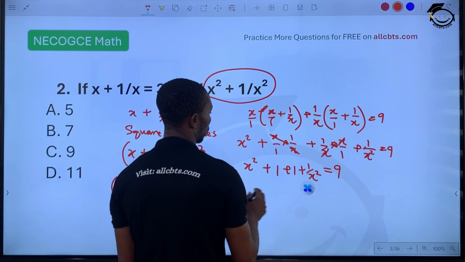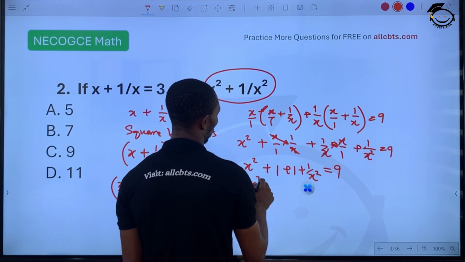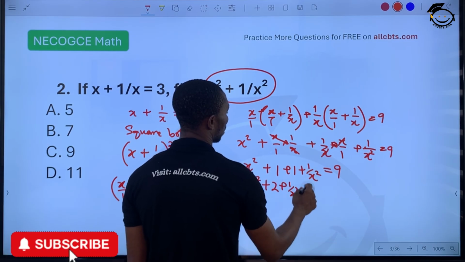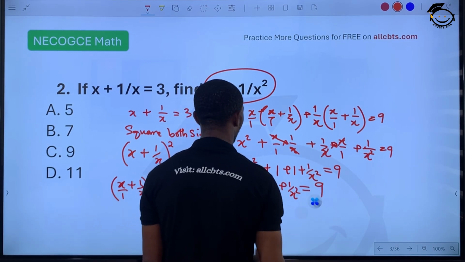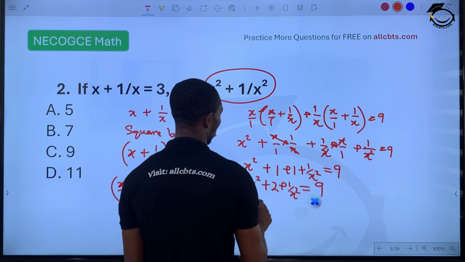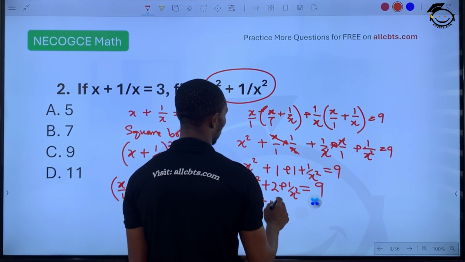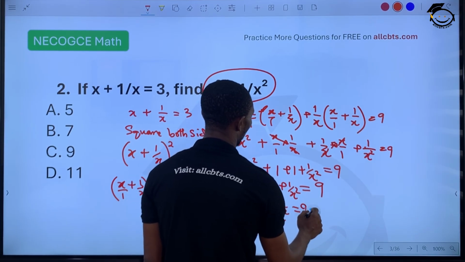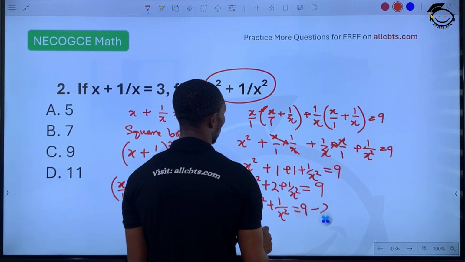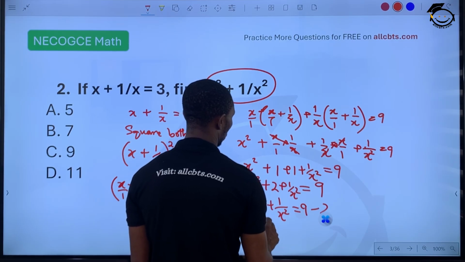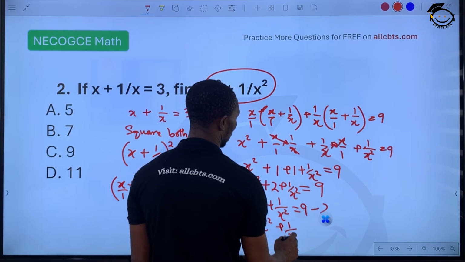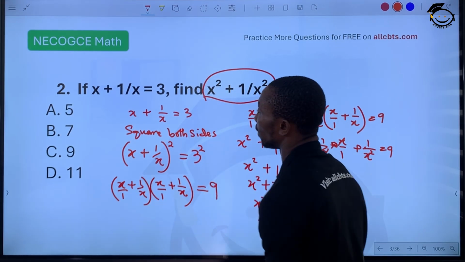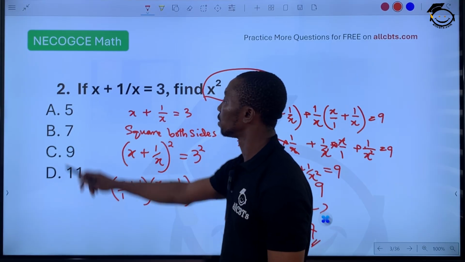Now collecting our like terms, we have x squared plus 2 plus 1 over x squared equals 9. So this becomes x squared plus 1 over x squared equals 9 minus 2. So x squared plus 1 over x squared equals 7. So our value for that figure would be 7.